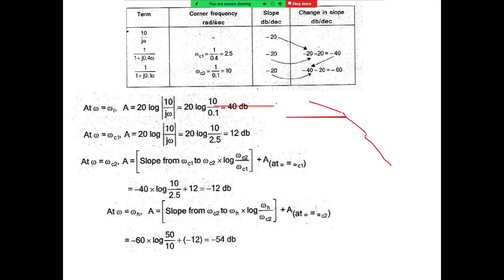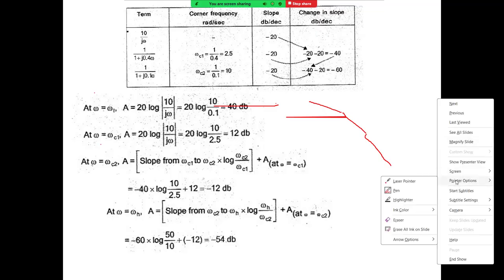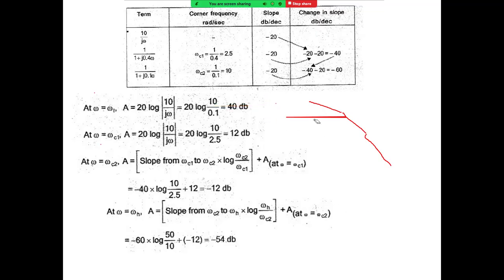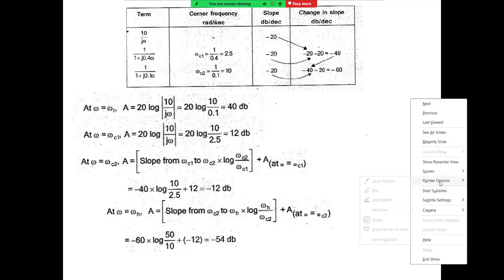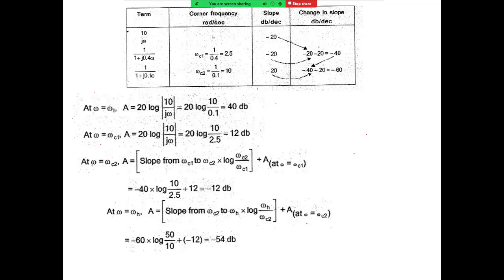That means values are going to reduce. Initially, if I am having plus 40, see how much values you are having. 40. What is the next value? Plus 12. What is the next value? Minus 12. What is the next value? Minus 54. So it will be going from positive to negative, since the slope changes from minus 20 to minus 40, minus 40 to minus 60 like that. That's the reason. So you can draw an approximated plot.